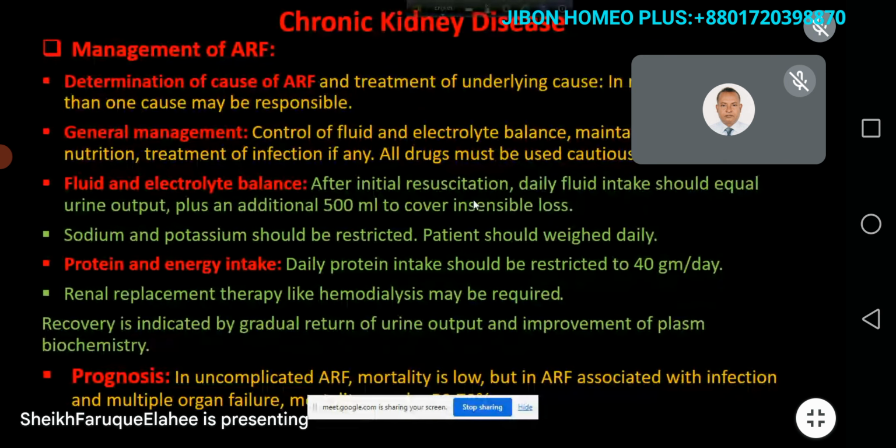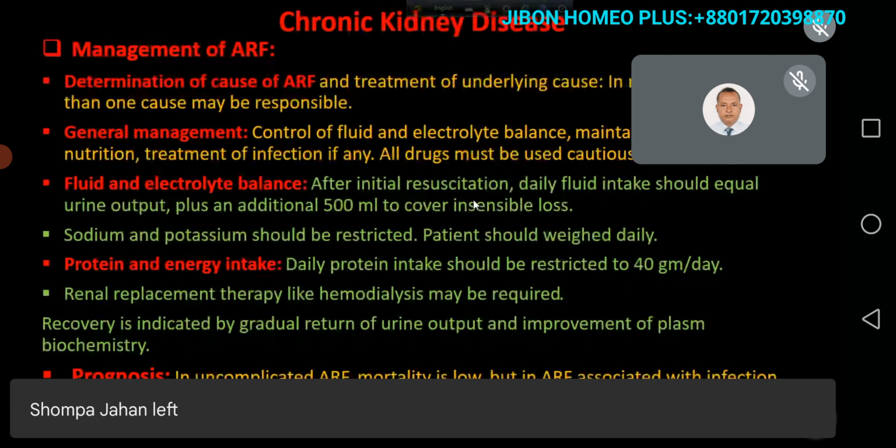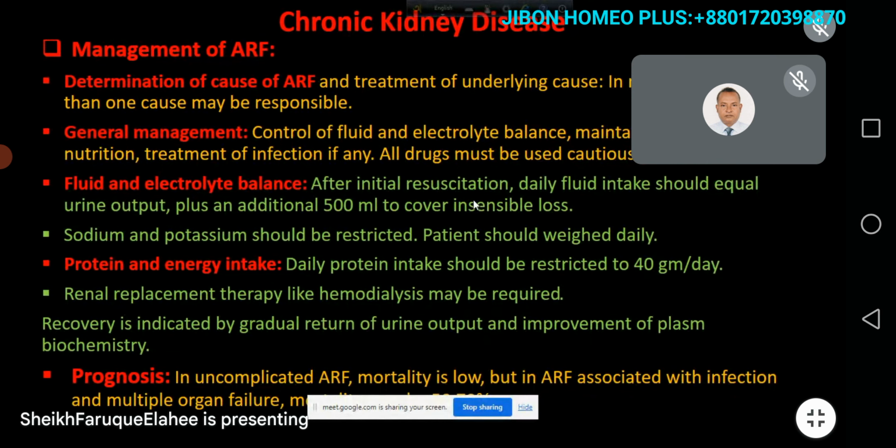Then he cannot be given potassium-containing fruits. You cannot give him banana, you cannot give him citrus food like orange. Then you must restrict his protein and energy intake. His protein must be restricted to a maximum of 400 gram per day. A small piece of chicken leg, say for example, 400 gram only per day. You must restrict the protein very much.